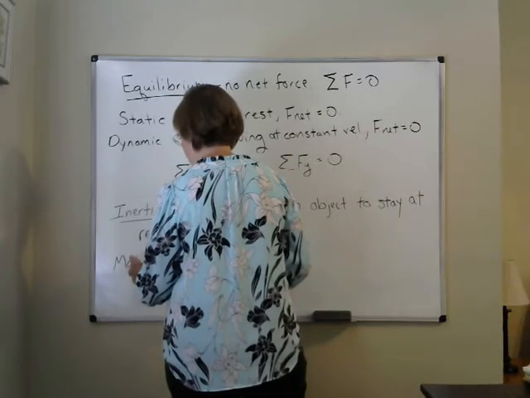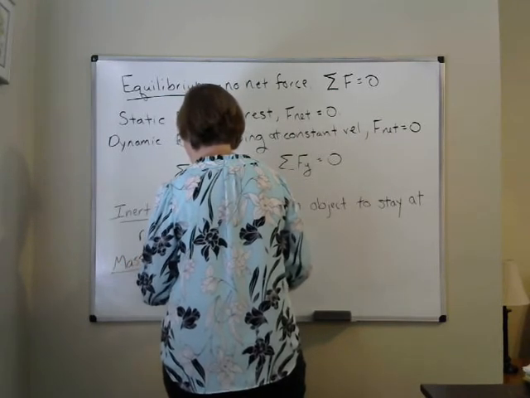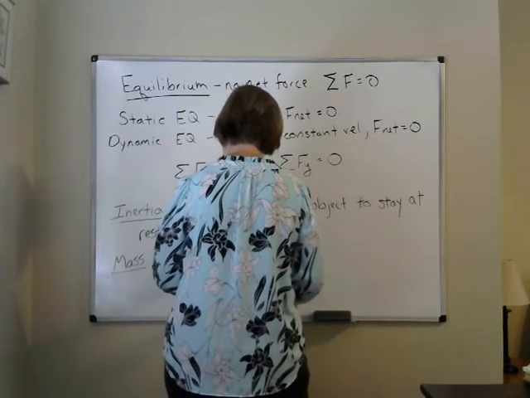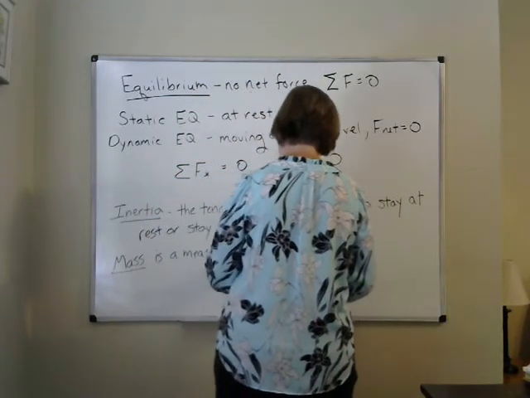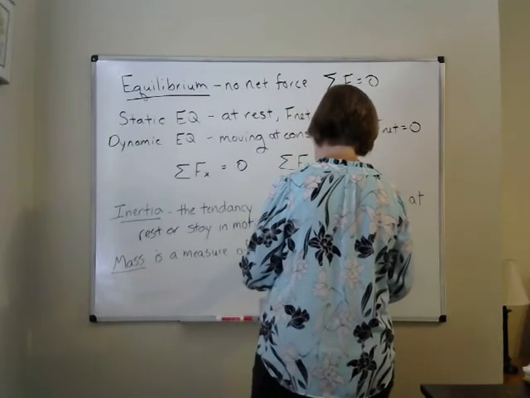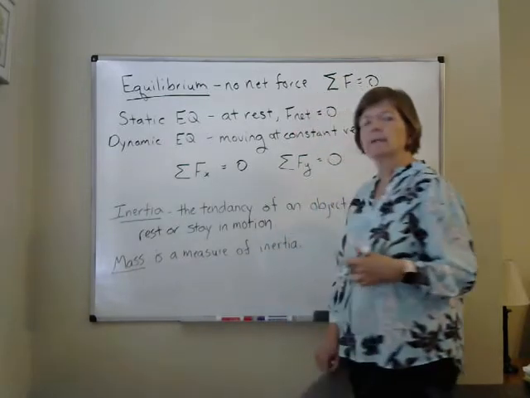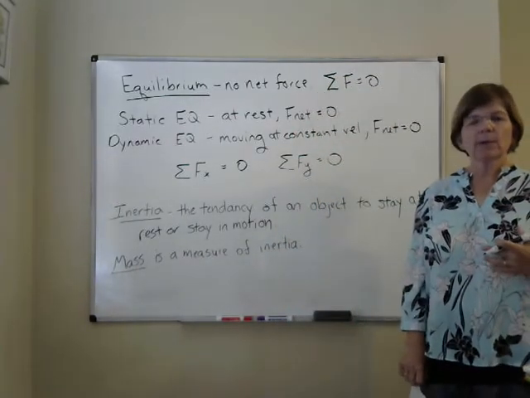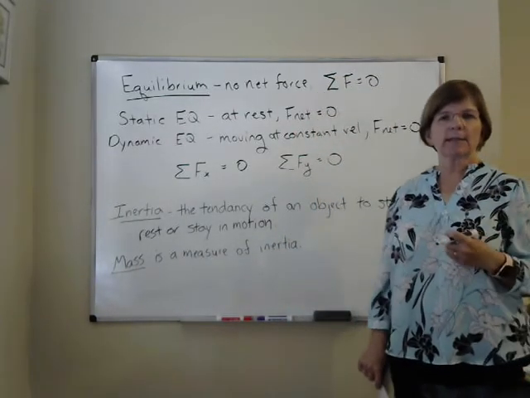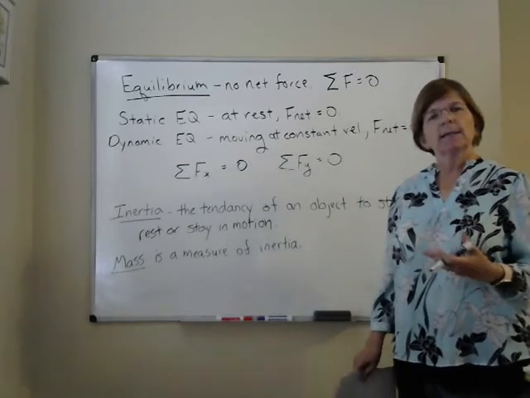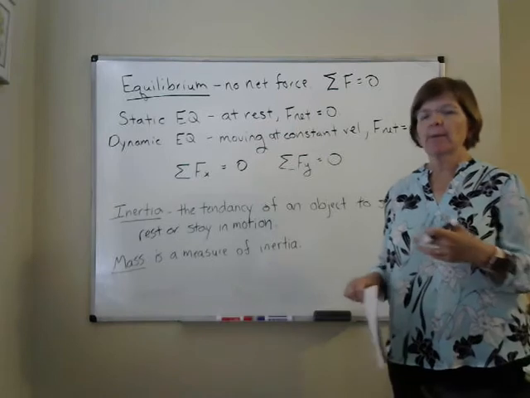Mass is a measure of inertia. Anytime we want to put a numerical quantity on something's inertia, the quantity we're looking for is its mass. Sometimes in physics we talk about two types of mass.